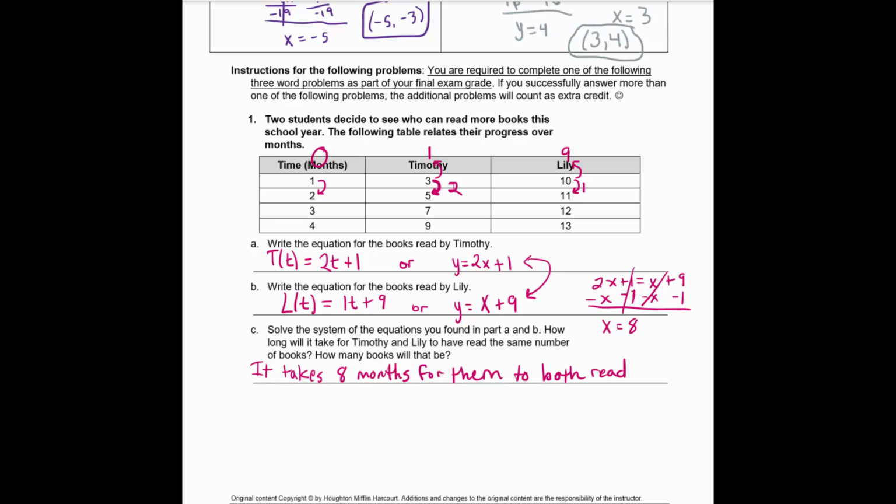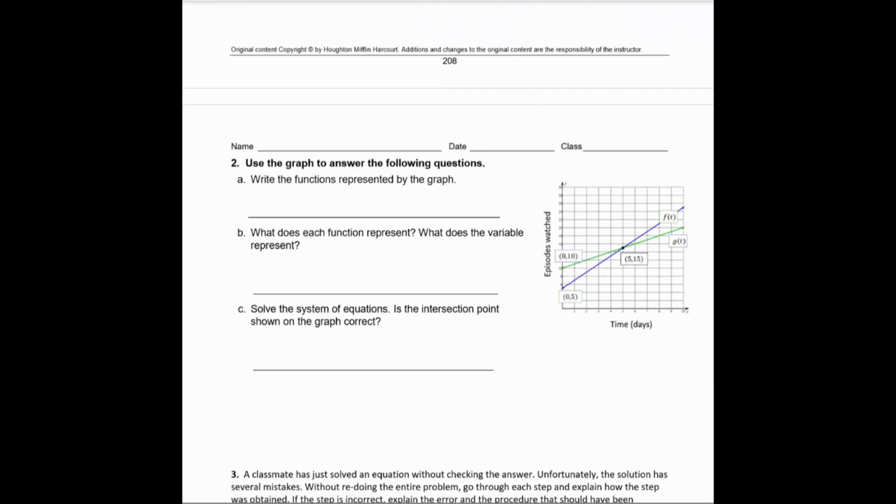and how many books is that? We would plug it into one of these, like 8 plus 9 is 17, so 17 books. The key things that a teacher would look for is that you're using the units, months, and books, and you're somehow getting the point across that it's the same for both of them. So that sort of thing. All right, we are going to look at number 2.